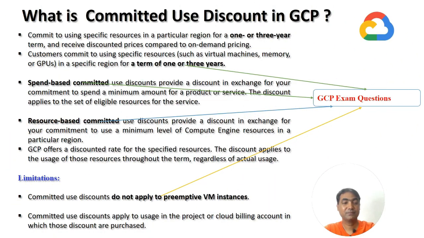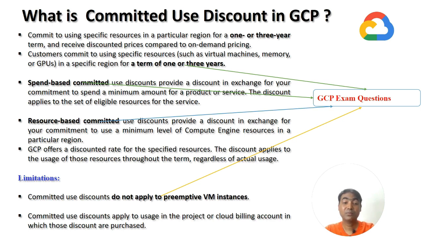As you can see here, the committed use discount, CUD, in Google Cloud Platform is a pricing model that allows customers to commit to using specific resources in a particular region for 1 or 3 year terms. In exchange for this commitment, customers receive discounted prices compared to standard on-demand pricing.